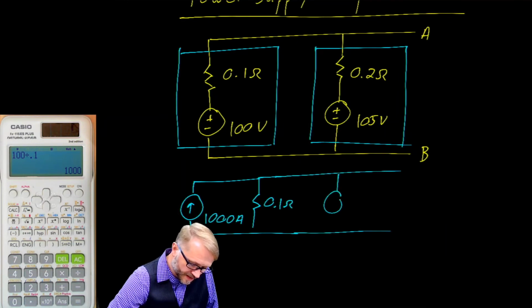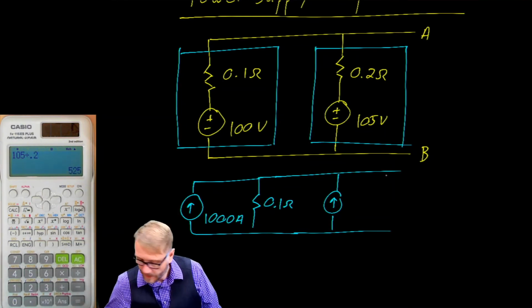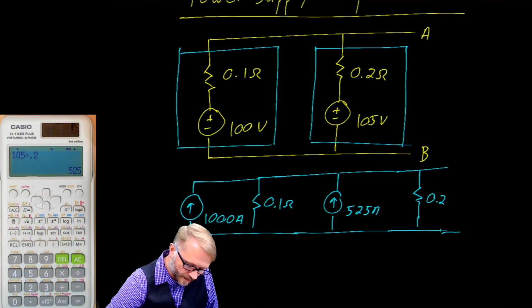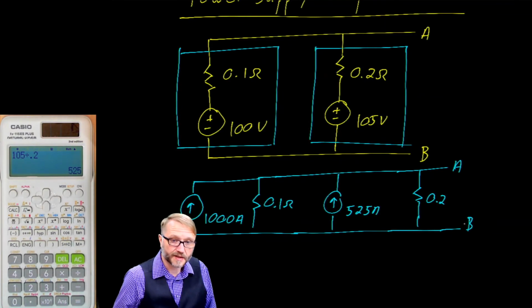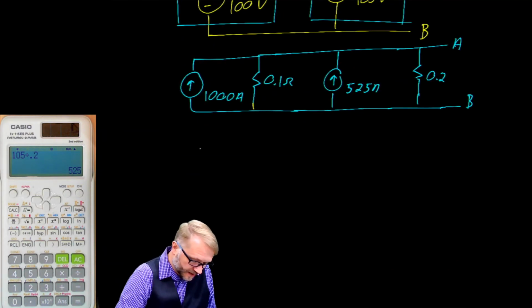This one becomes another current source, and this time it's 105 divided by 0.2. So that's 525 amps in parallel with 0.2 ohms. And that's not so bad, is it? You guys know how to solve that one. Because if you look at it, we have two resistors that are in parallel, and we have two current sources that are in parallel. If you wanted to redraw it, it would look like this.